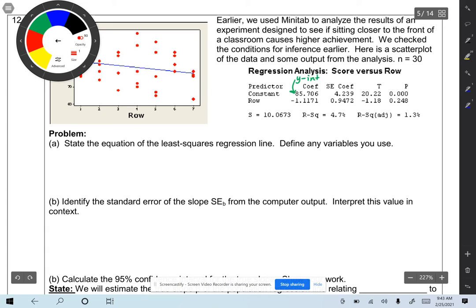And our rho, and this value down here, is our slope. And there are some other things that you don't need. It has the r squared, and from that you can figure out what r is by just taking the square root of the decimal, but we don't need that. We need the standard error of the slope, and this is the standard error of the slope.